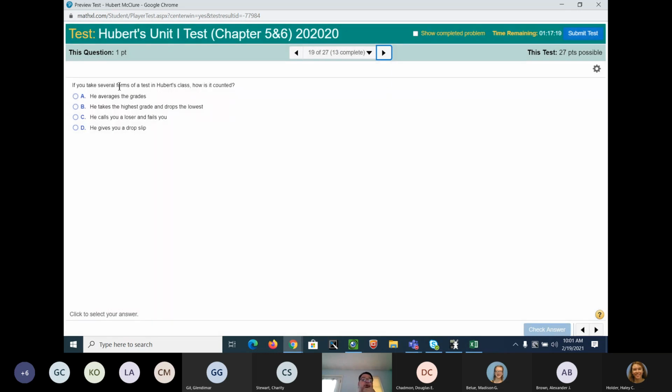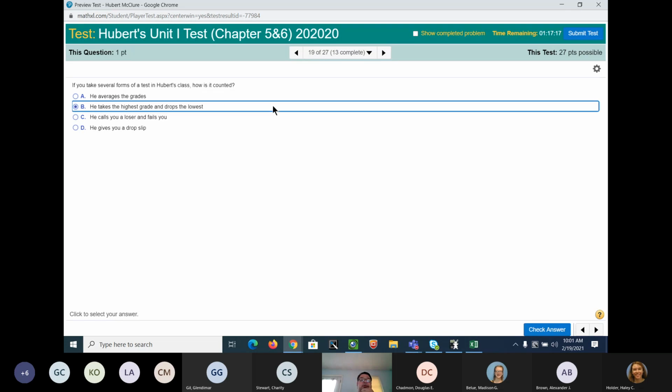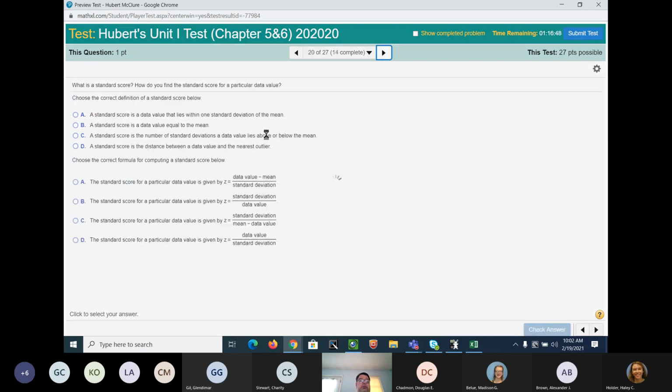If you take several forms of a unit test attempts, how is it counted? I take the highest grade. So there's your bonus question right there, Miss Ballou. I take the highest grade and I drop the lowest. So if you make a 98 on the first attempt and you don't take the second and the third, that's 98, 0, and 0, and it takes the 98. So you don't have to email me and say, I made a 98, do I need to take it a second or a third time? I'm not going to answer that.